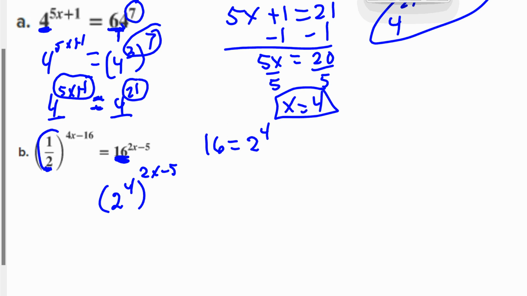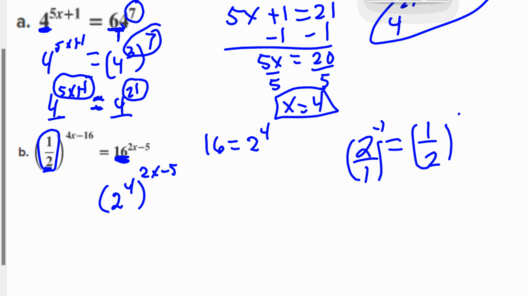But this is still a fraction. Well, how do I change 2 into 1/2, right? That would be a -1, which flips the fraction, and that becomes a positive exponent, right? So I can take 1/2 and flip that to 2 to the -1. So I could rewrite this 1/2 as 2 to the -1.